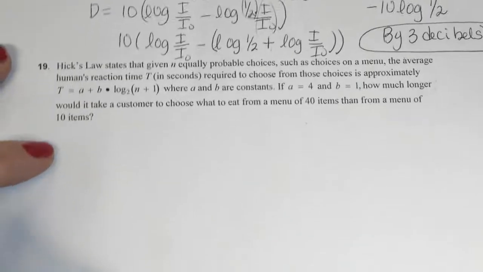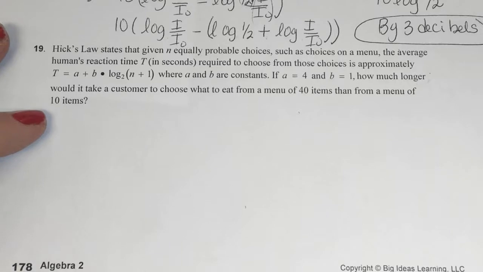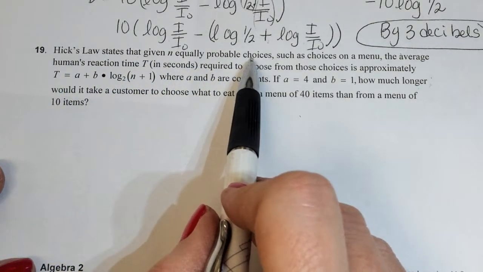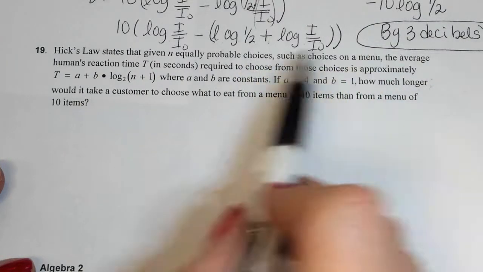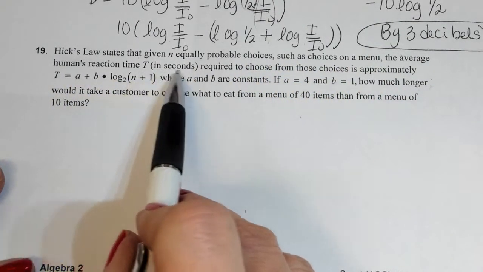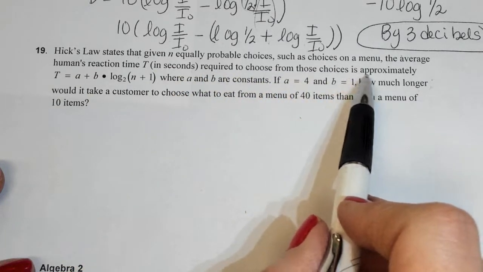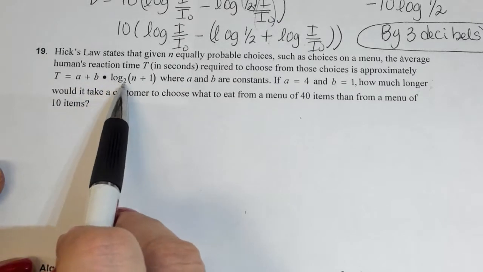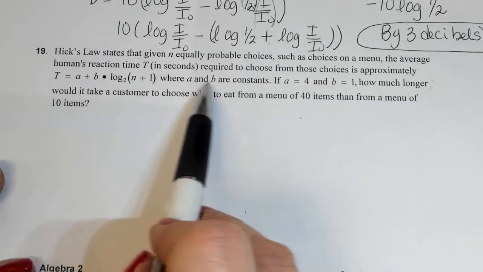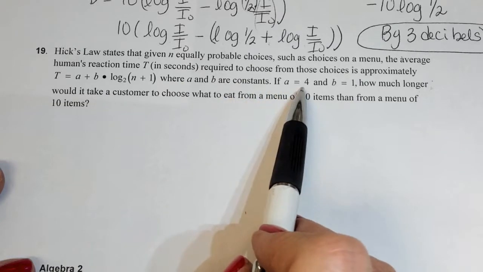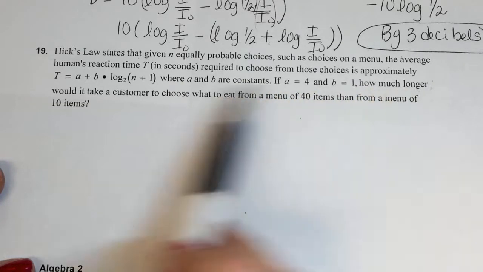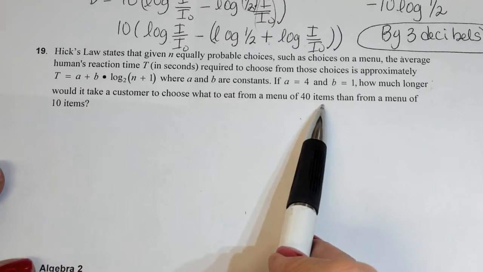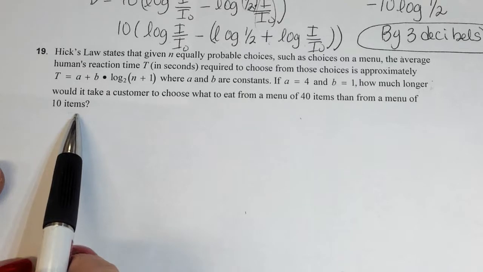All right, those are tough. Let's look at the last one here. Hick's law states that given n equally probable choices, such as choices on a menu, the average human's reaction time, t in seconds, required to choose from those choices is approximately t equals a plus b times log base 2 of n plus 1, where a and b are constants. If a equals 4 and b equals 1, how much longer would it take a customer to choose what to eat from a menu of 40 items than from a menu of 10 items?